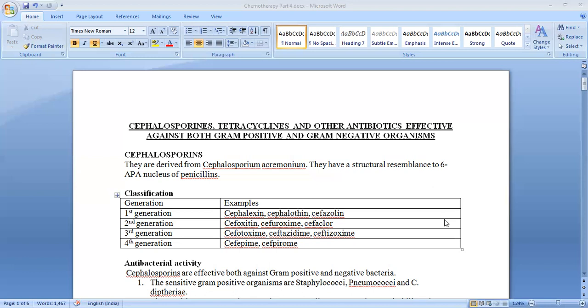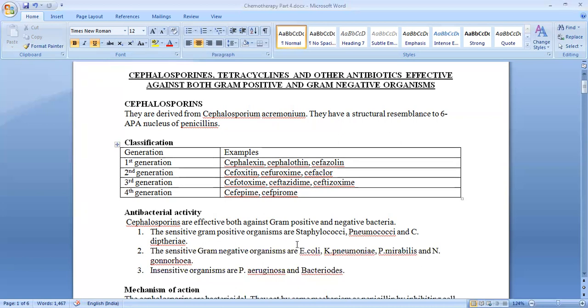So cephalosporins are the compounds which are having a structure which is similar to the 6-APA nucleus of the penicillins. But they were developed because people started either having allergic reactions to the penicillins or because they were developing a resistance to penicillins. So to overcome that side effect, cephalosporins were developed. So depending on the stage in which it was developed, whether it was found very long ago or it is a newer molecule, we classify the cephalosporins as first generation, second generation, third generation, and fourth generation.